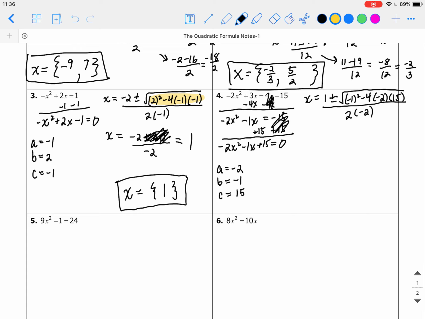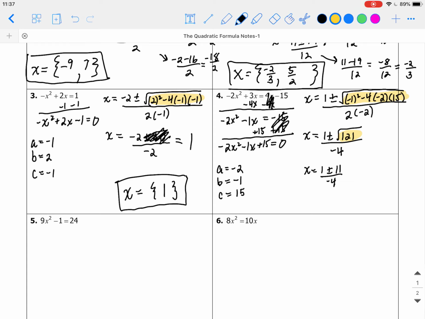So let's go ahead and simplify this. Everything underneath this radical, let's plug that into Desmos. That is going to simplify to be 121. So I have x is equal to 1 plus or minus the square root of 121 all over, and 2 times negative 2 will give me a negative 4. We know that the square root of 121 happens to be perfect, so the square root of 121 will be 11. So x is equal to 1 plus or minus 11 all over negative 4.